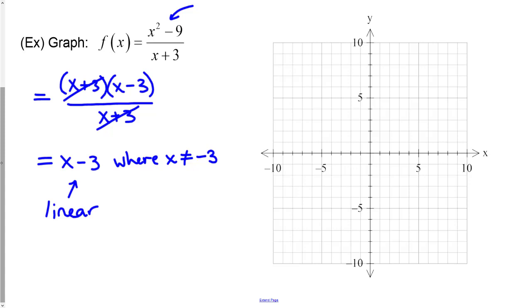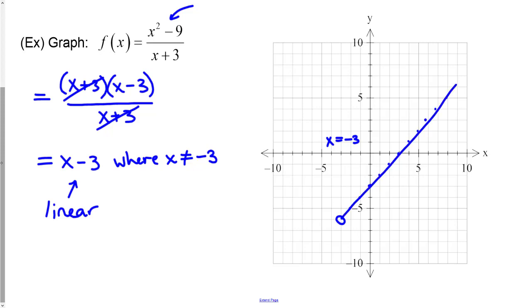So x minus 3, so y-intercept of negative 3, the slope is positive 1, so I'll just plug in a few points here. Hopefully I'm hitting those scale values right. And go in the other direction. The only time where something different happens is where x is equal to negative 3. So at this particular value here. So when x is negative 3, my function is supposed to be at negative 6, but it's undefined. So to show that it's undefined, I'm going to put a hole in that graph.